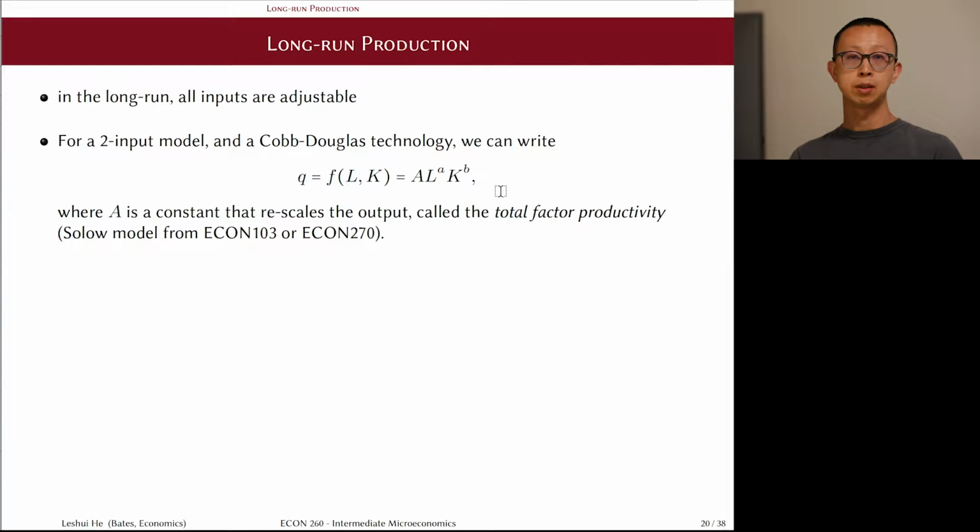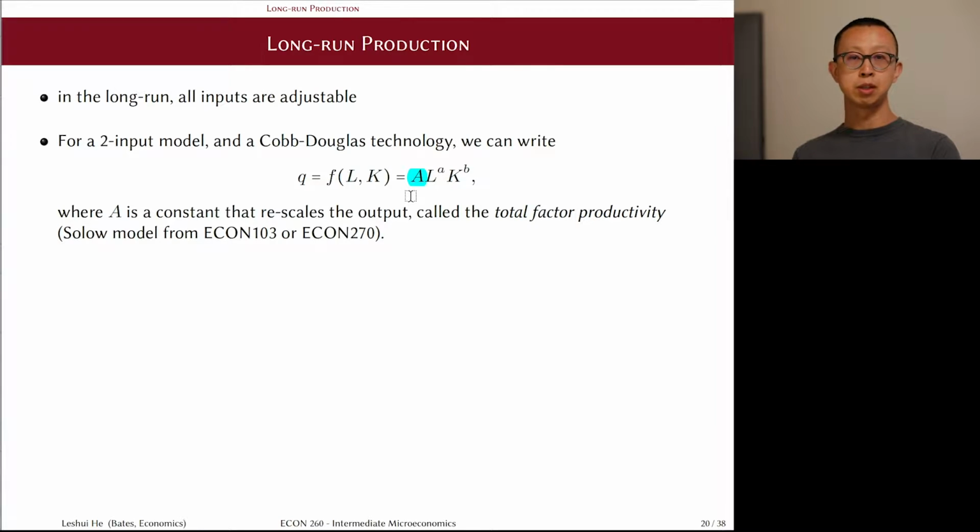I'd like to point out that despite the similarities, there are two important differences here from the utility function. First, little a and little b here don't have to add up to 1. We will discuss their implications a little bit later. Second, there is sometimes a constant, big A here, multiplied to the product of L and K. This is just a value that rescales the output in ways that are independent of the inputs.